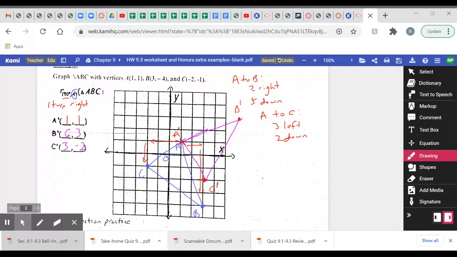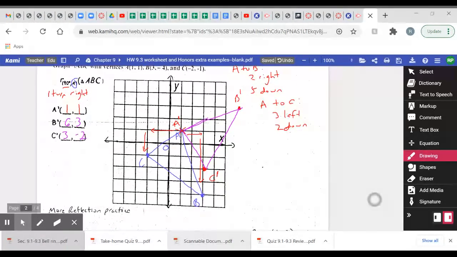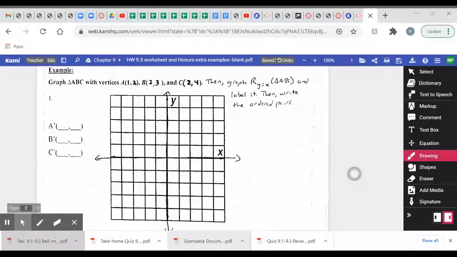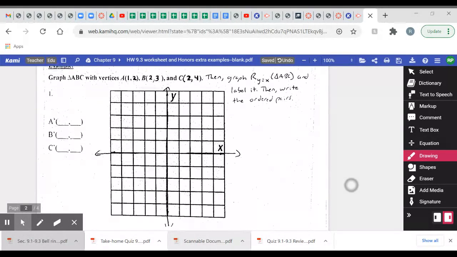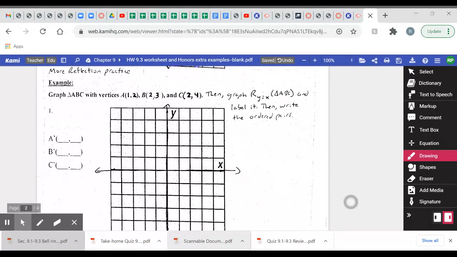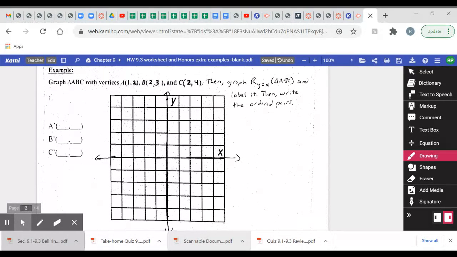Okay, let's go ahead and go down to the next one. The next one is an honors type reflection question. So on this one, more reflection practice. One thing I ask you to do in class is, if there's something still written here on your paper, cross that out.